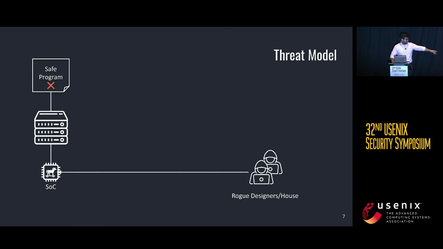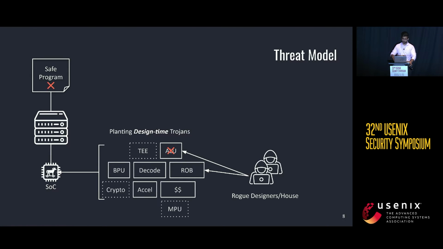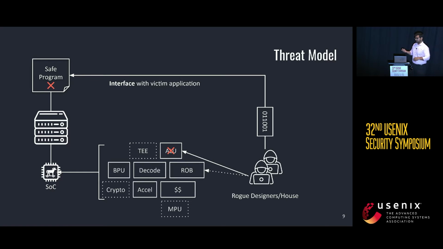We have rogue designers attempting to place Trojans in our SoC. They will forego any changes, any tampering with security critical units like trusted execution engines, cryptographic cores, memory protections, and so on. Rather, they'll choose to attack general purpose hardware like ALUs, reorder buffers, and so on. Further, we assume that attackers can interface with our safe programs, our victim applications, let's say over the network, over radio, or being co-located on a VM.